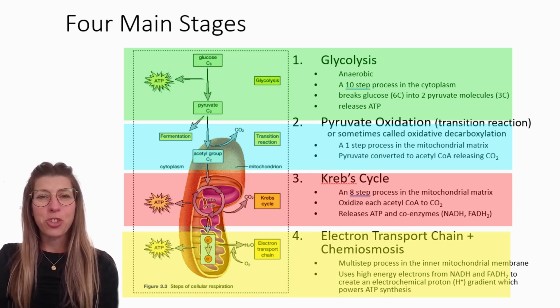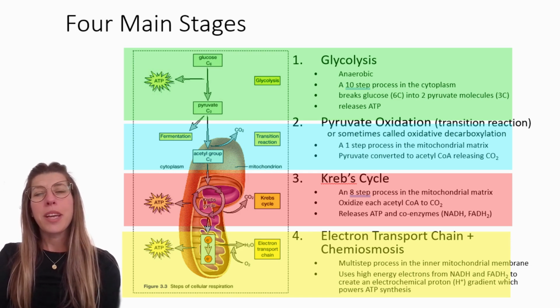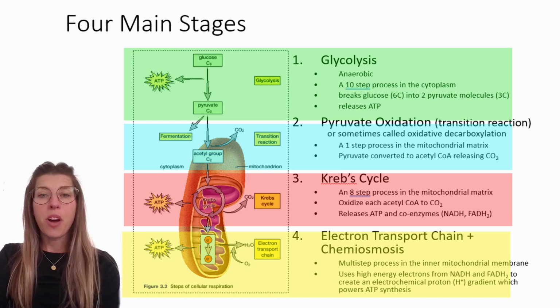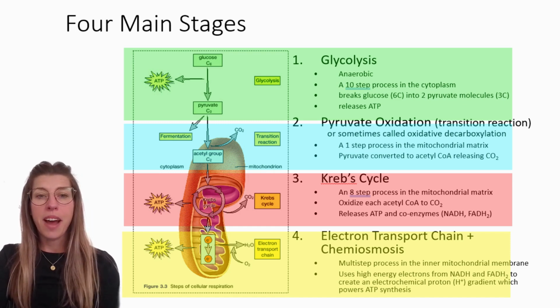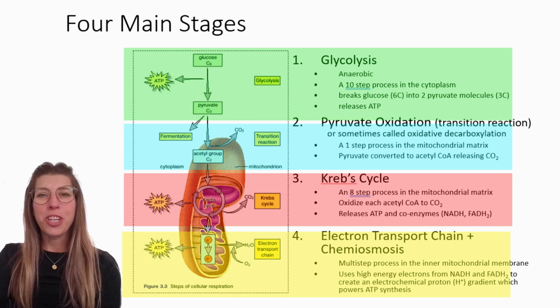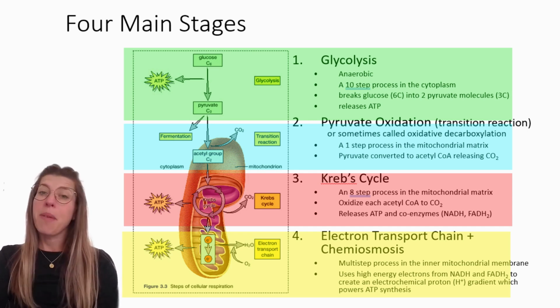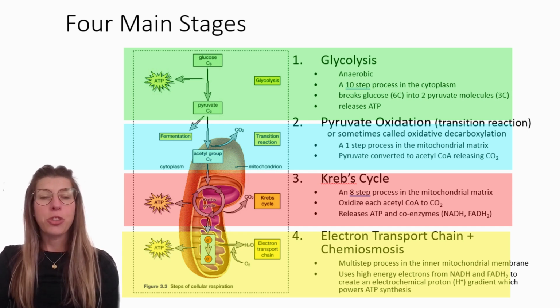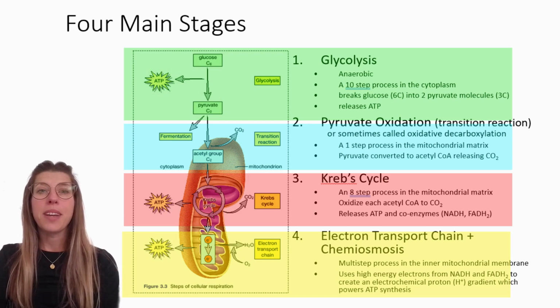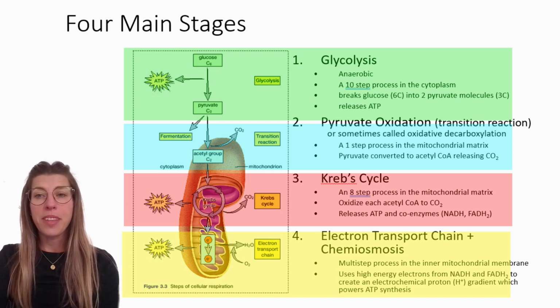Then stage 2 is a transition reaction. Different sources call it different things. Sometimes they'll call it oxidative decarboxylation. I think our textbook uses pyruvate oxidation. But this is a one-step process within the mitochondria, and pyruvate is converted to a molecule called acetyl-CoA, which releases CO2, which it shows in that diagram right there.